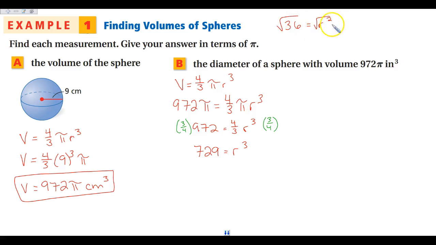Now, when I have like 36 equals r squared, I square root both sides to find my radius, or to find my variable. Okay, so a square root undoes a square. I have a cube here, so I'm going to write it over to the side a little bit. So to undo that, I need a cube root. So it's the same radical symbol, but we put a little 3 here.